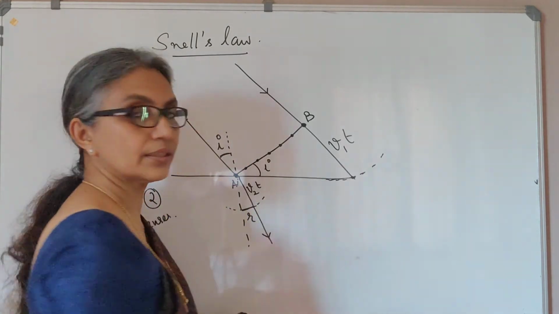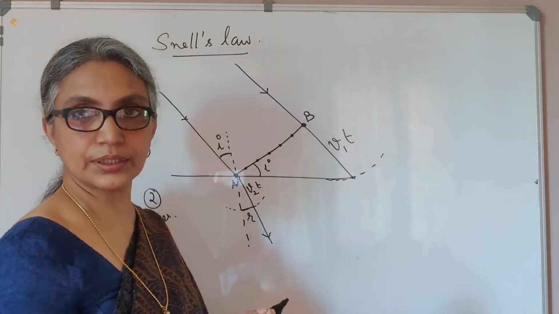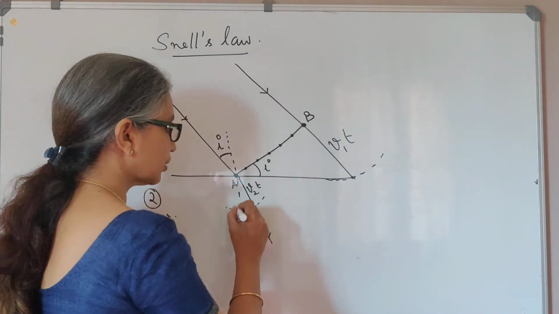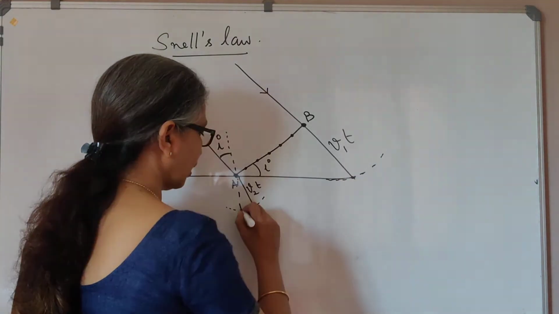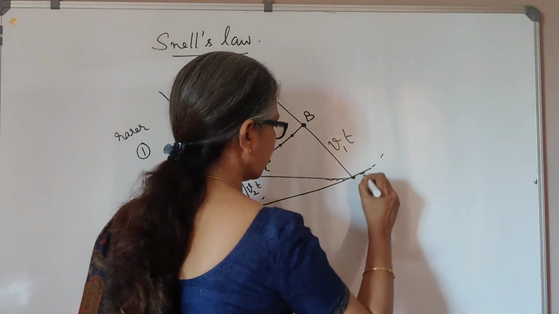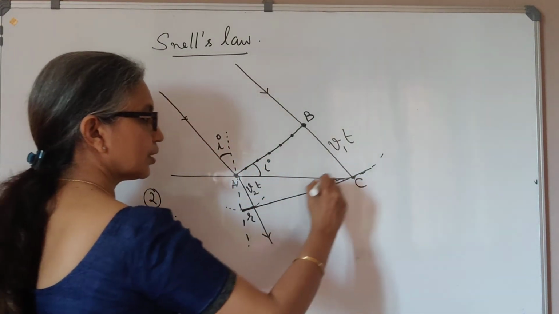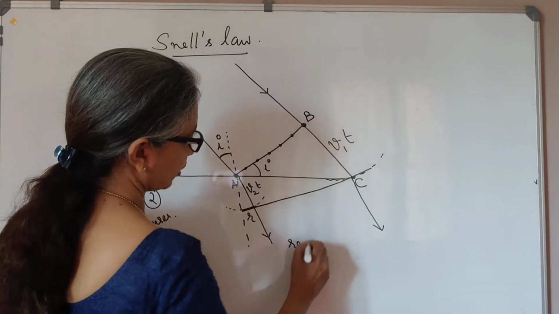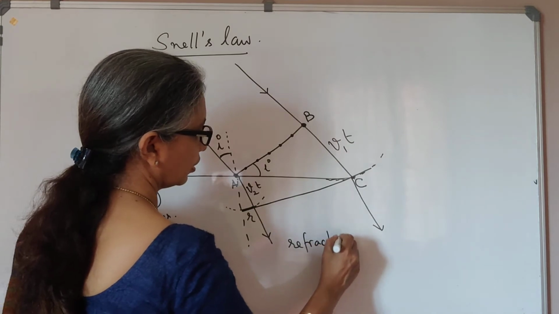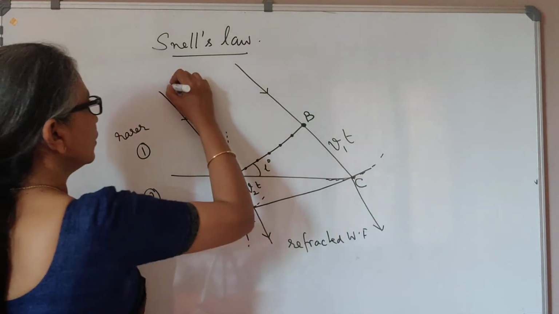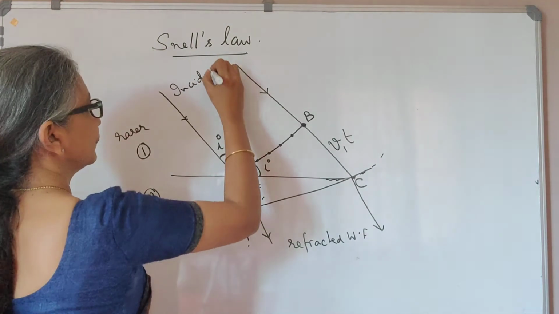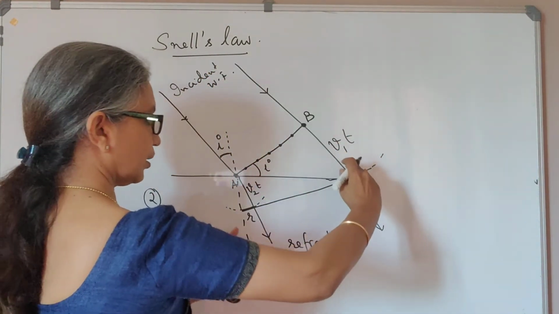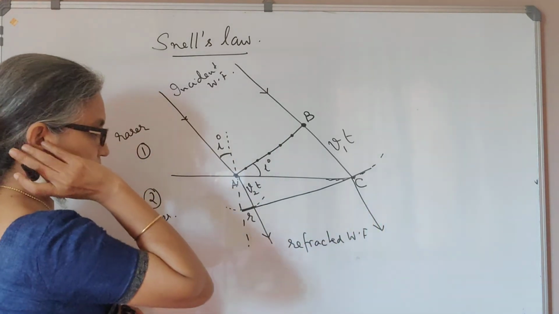And we know that we get the secondary wavefront after time t by drawing a common tangent. So to this wavelet and this wavelet, I draw a common tangent, so that this is a secondary wavefront, which is the refracted wavefront. And this will be the incident wavefront. So we see, as it passes from rarer to denser, it bends towards the normal.